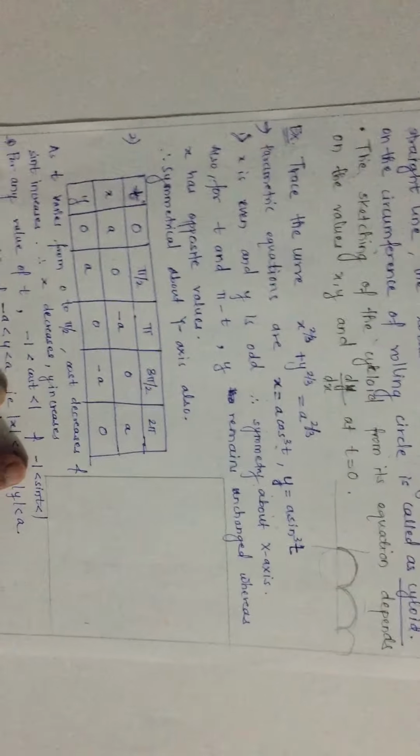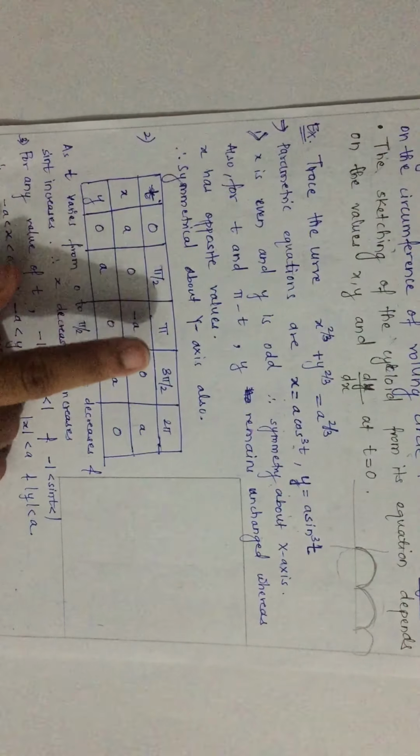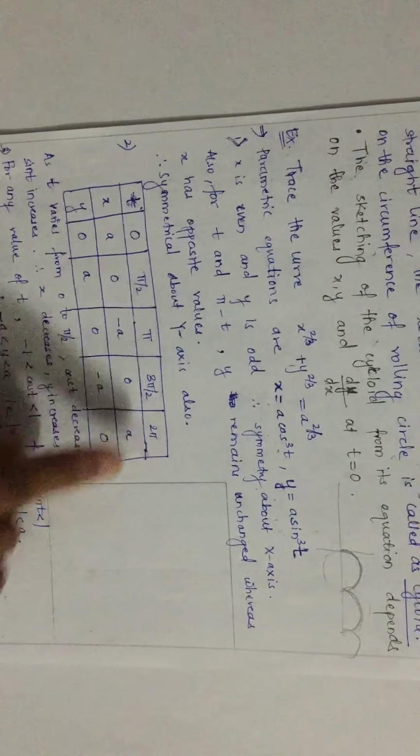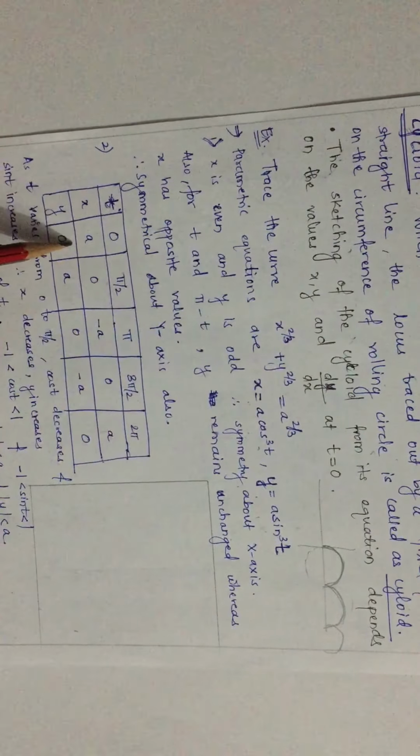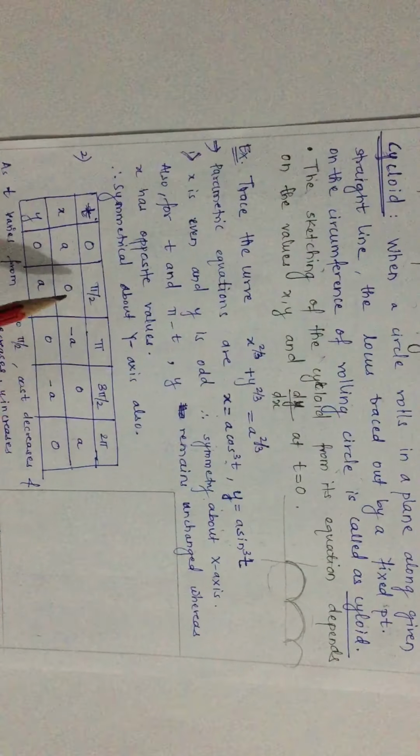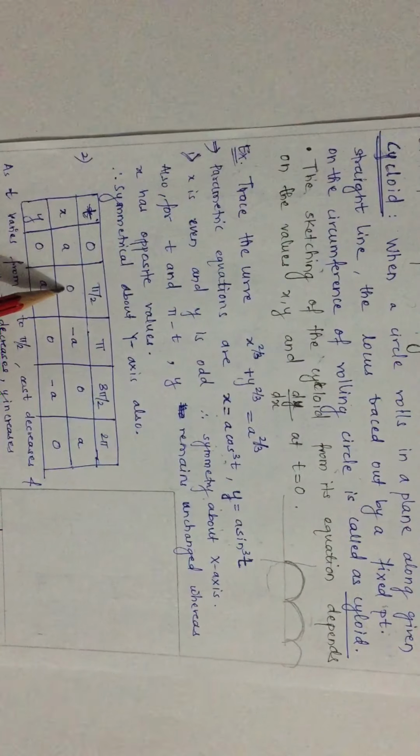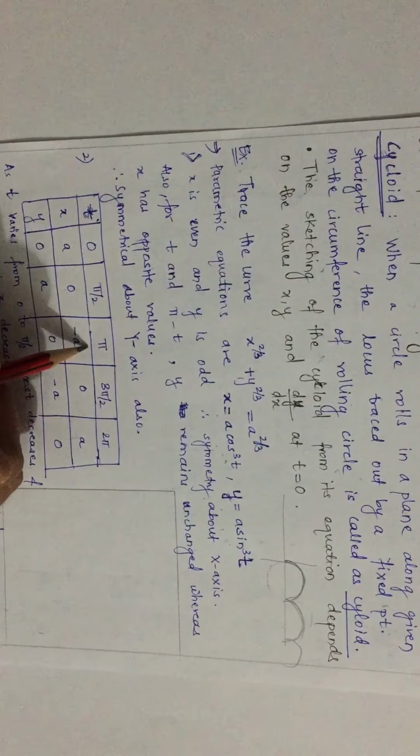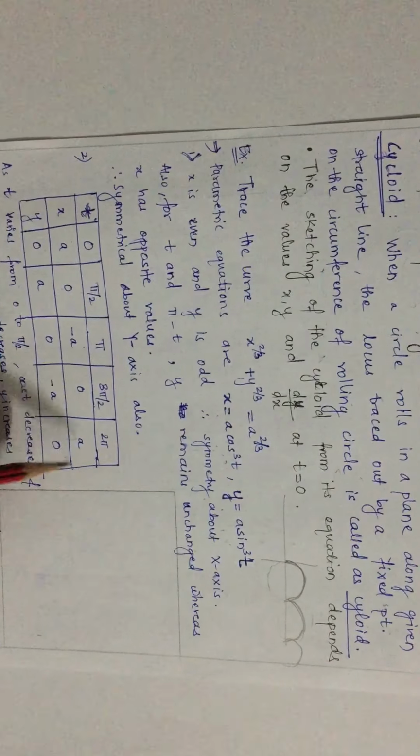Okay, so we see how x and y vary for t = 0, pi by 2, pi, 3 pi by 2 and 2 pi. At t equal to 0, cos 0 is 1, so x is equal to a. At t equal to pi by 2, cos pi by 2 is 0, so x value is 0. At pi, cos pi is minus 1, so x is minus a, and so on till 2 pi.